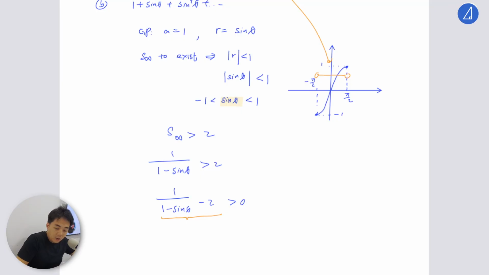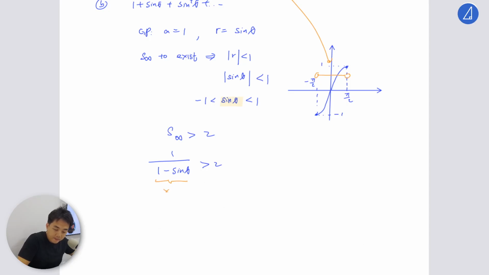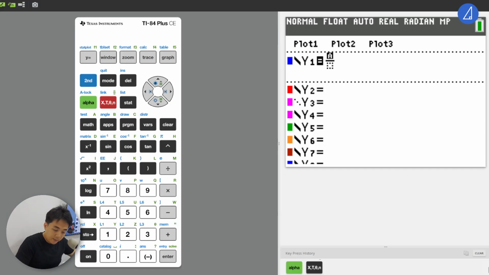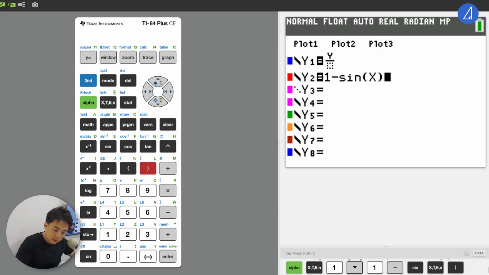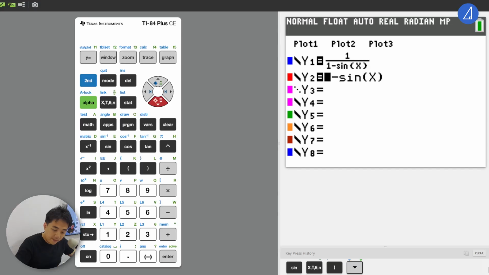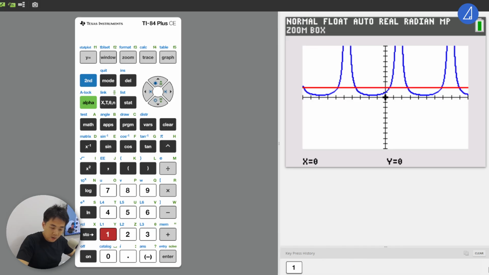I let this be my y1, my y2. So you put the graph here, 1 over 1 minus sine theta. Then the other guy you put 2 lah. Okay, then you just graph it. You want it to be more than 2. They never ask for exact, right? Okay, well, exact is good. Set of values, okay, can.